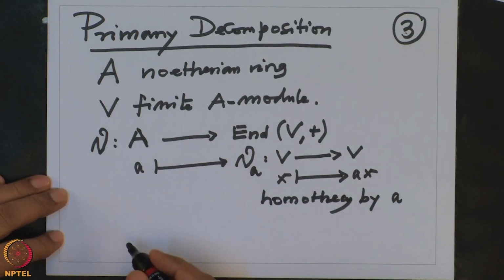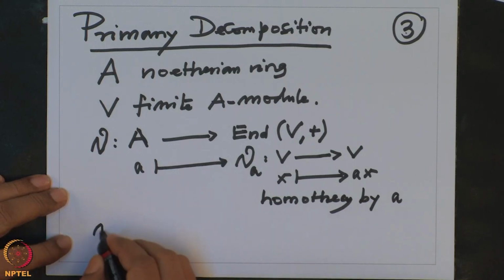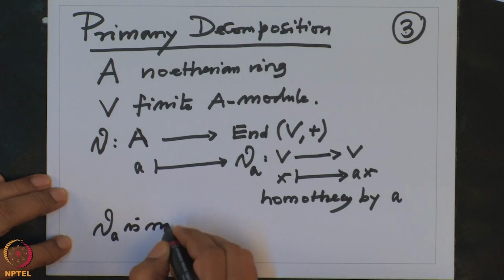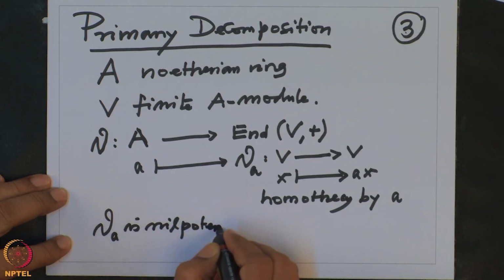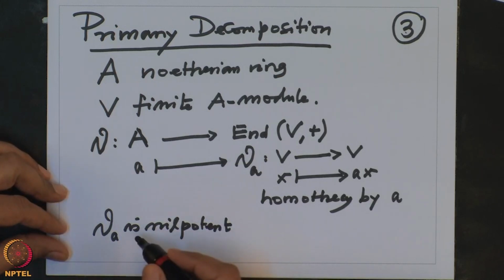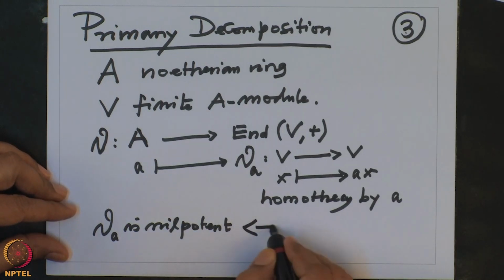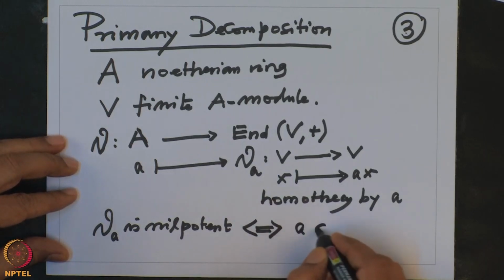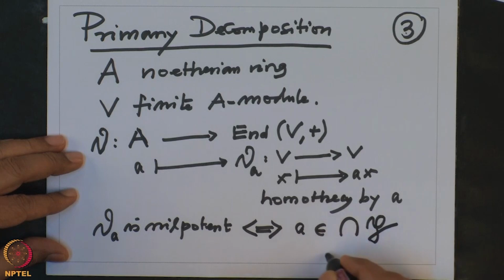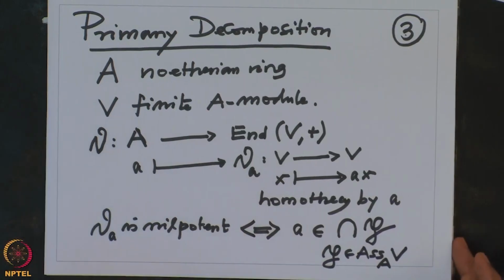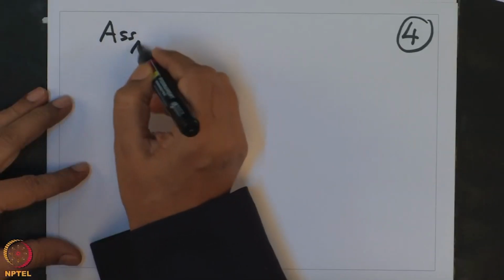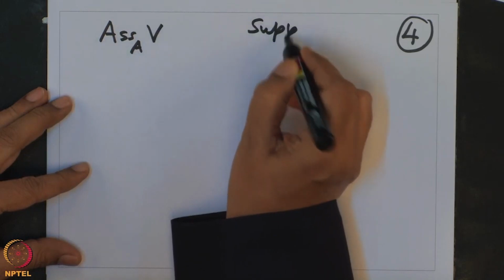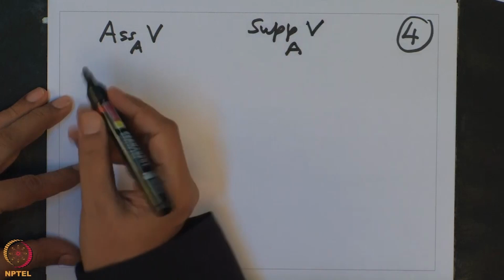So note that the homothety theta a is nilpotent, that means the composition of theta a finitely many times becomes 0, if and only if a belongs to the intersection of all P, where P belongs to the associated primes of V. This is very easy because I am going to use the fact that the associated primes of V and the support of V have the same minimal elements. This is what I am going to use.